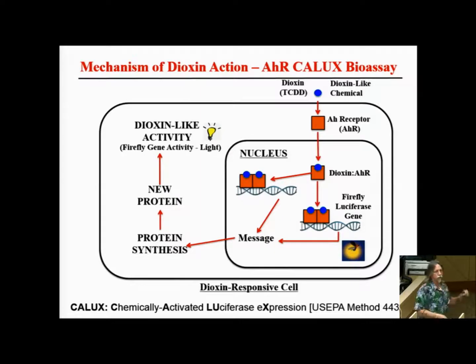So what we've done is to actually engineer cells where we've taken this DNA binding sequence for the receptor, put it next to the gene for firefly luciferase. That's the enzyme in fireflies that produces light. So we've engineered cells that have this permanently integrated into their DNA. So what happens? Expose them to dioxin or dioxin-like chemicals. This pathway gets activated. You produce more firefly luciferase, more light. More luciferase, greater concentration of compound.